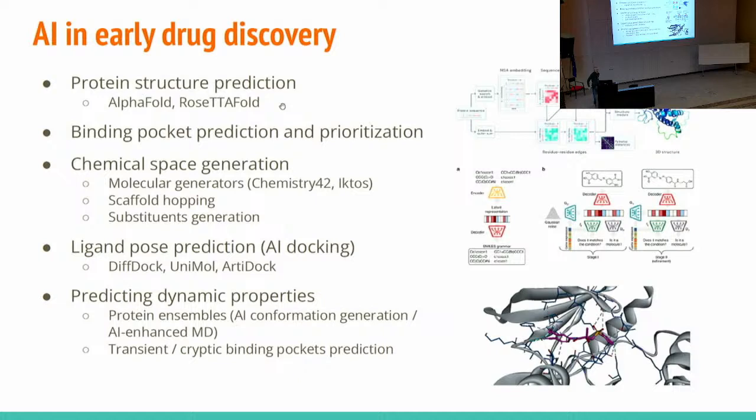Then with AI, you can do binding pocket prediction. When you don't know where your molecule binds on the protein, you can try to predict it with AI techniques. Then you can generate chemical spaces. You can predict the ligand pose in the binding pocket, which is often called AI docking. The outcome is like conventional docking, but the methodology is absolutely different. And then you can predict different dynamic properties. You can generate protein ensembles with AI, or you can try to find transient and cryptic binding pockets.